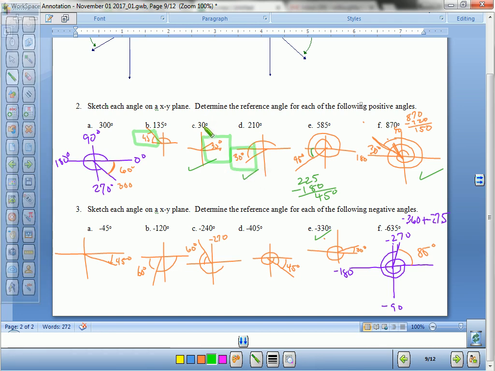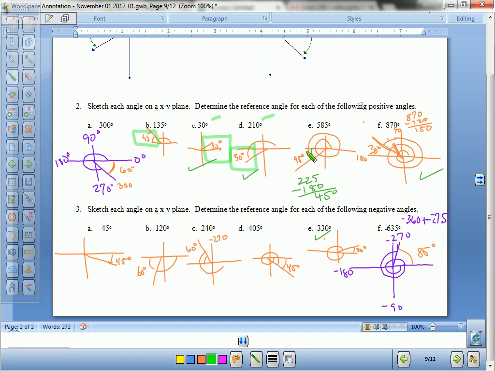Well, what do you think that means about 30 degrees and 210 if both the reference angles are the same? What do you think we're going to see? They're part of the same line. They're part of the same family. So what that means is, when we think about sine, cosine, tangent, they're going to be similar except for what? Different signs. Yeah, that is exactly right. Different signs. Correct.